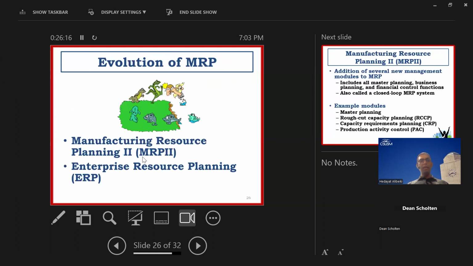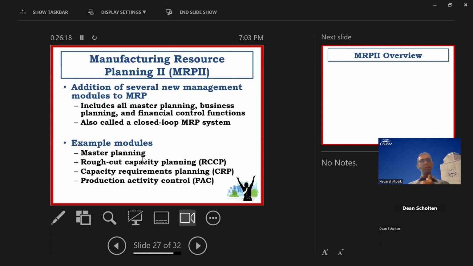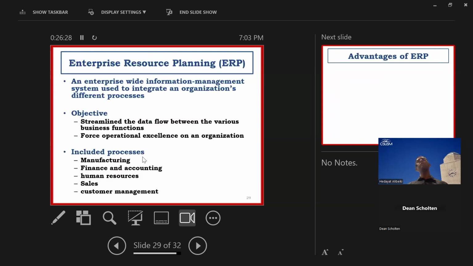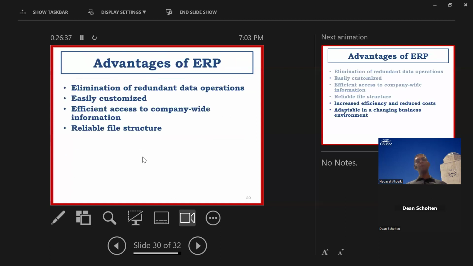All right, and the next step, which we will discuss next week, is going to be MRP2, manufacturing resource planning, and eventually, when we put everything together with human resource planning, the accounting system and the financial system, we get to the ERP system. Okay.